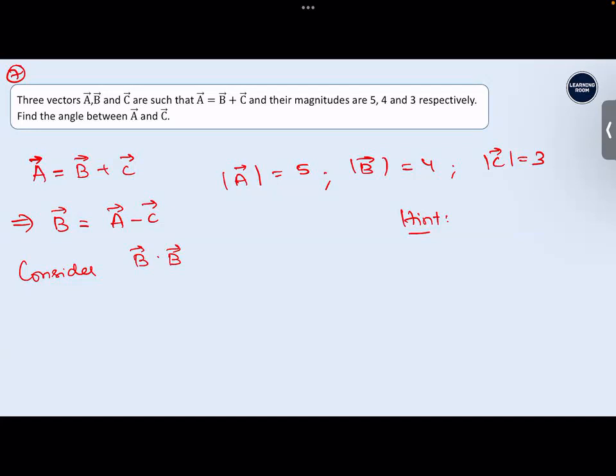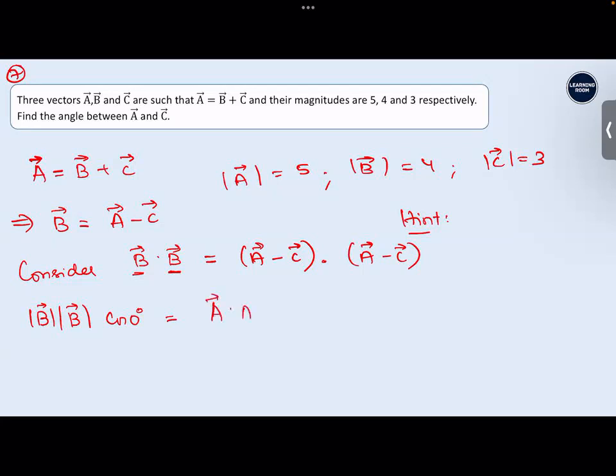So that's why I considered B vector dot B vector is equal to, on the right hand side, in the place of B vector, can I write A vector minus C vector? Dot, in the place of the other B vector, can I write A vector minus C vector? So what is B vector dot B vector? It is magnitude of B vector into magnitude of B vector into cos 0 is equal to A vector minus C vector dot A vector minus C vector, concentrate.